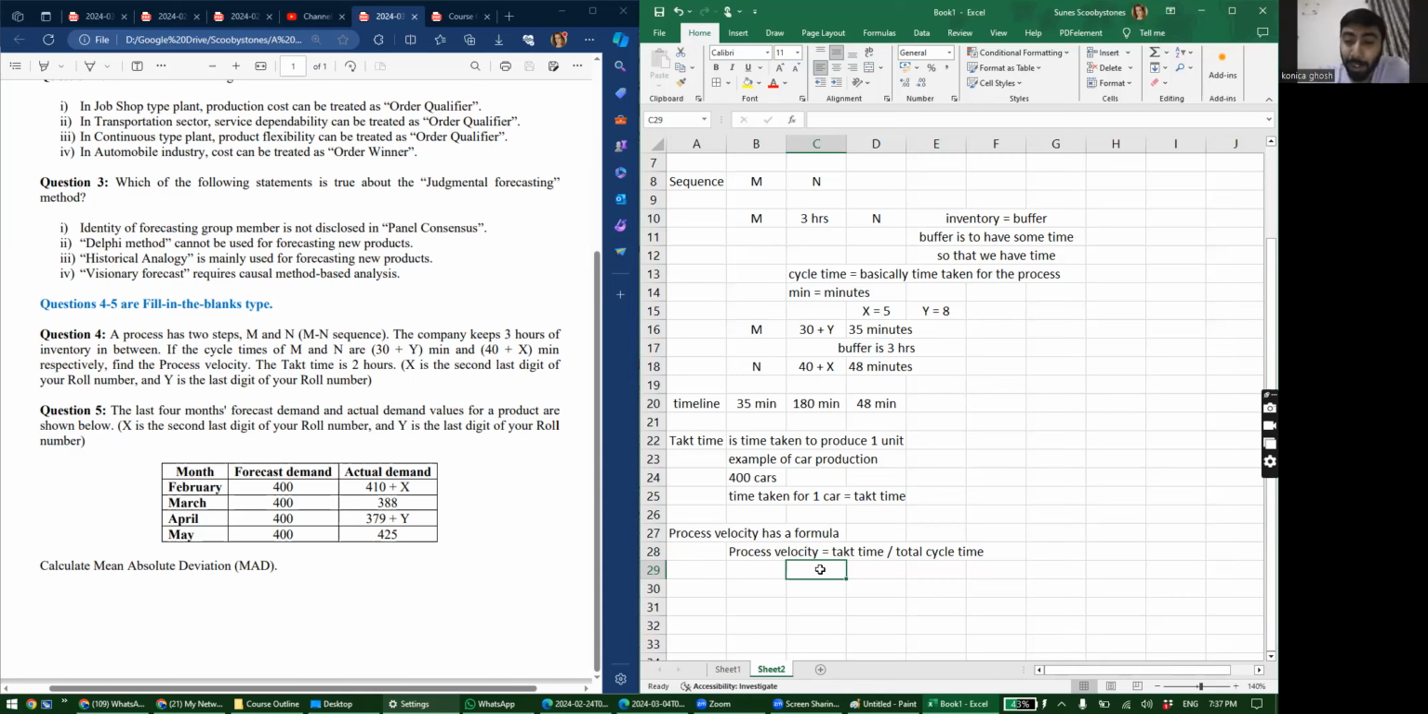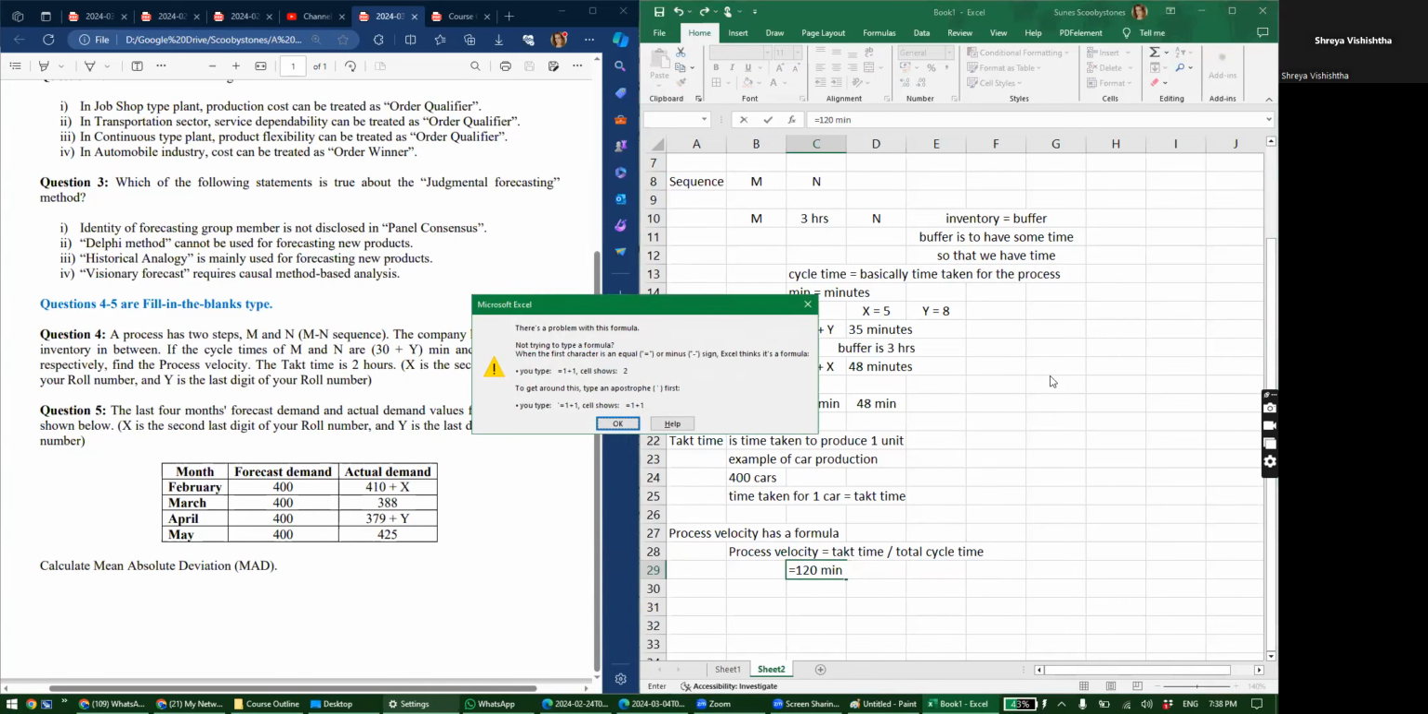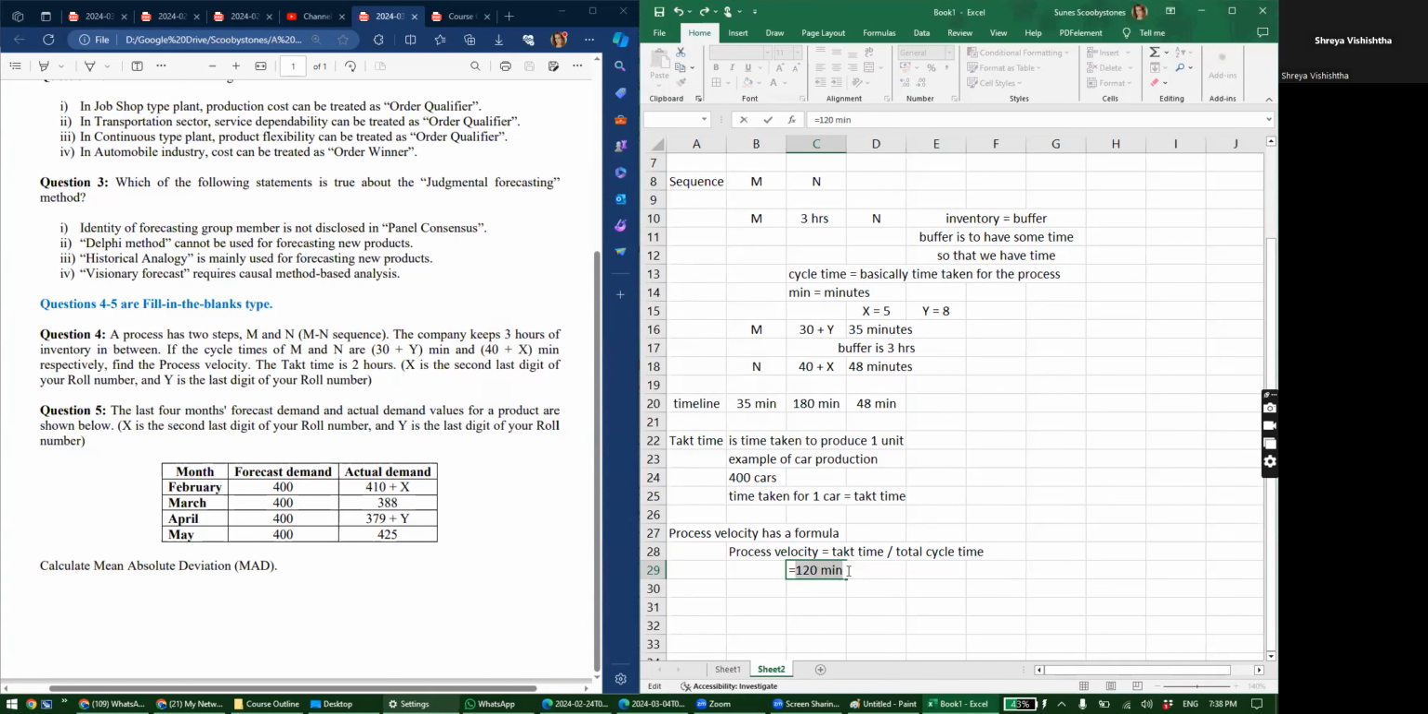Okay, fine. So now it's become simple, right? The sum: we know takt time they're saying is 2 hours, and we have to find the total cycle time. First of all, 2 hours, we'll have to convert it into minutes, because everything is being done in minutes. So 120 minutes.